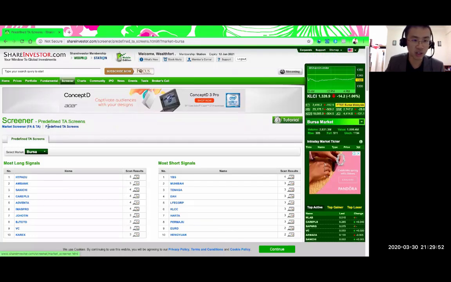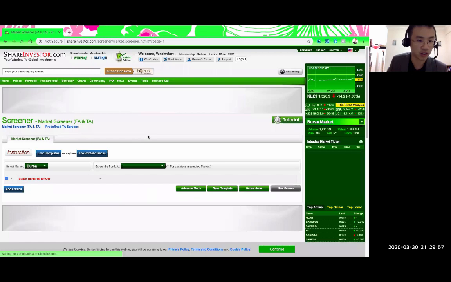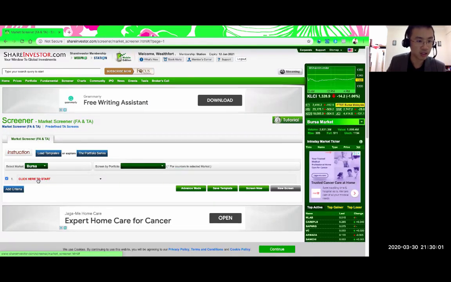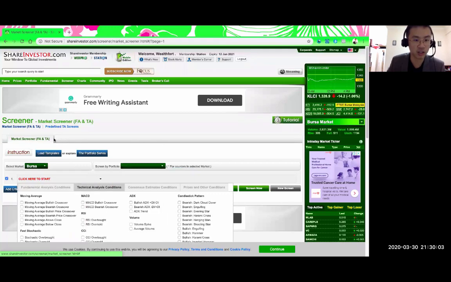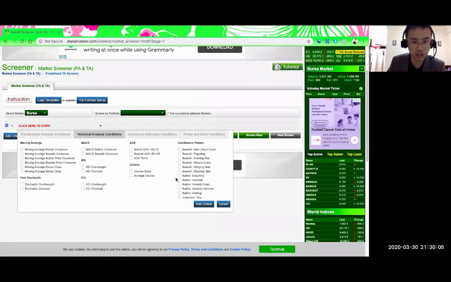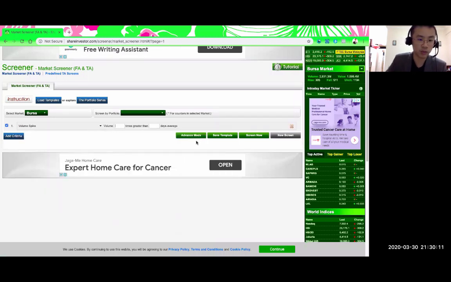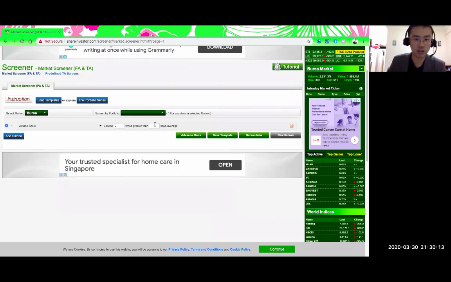Just now, the market screener, you can also customize as a TA. I forgot to show you just now. You can click here to start. You can go to TA, click in your technical indicators. Let's say you want the volume spike. Now there is a huge volume, where the volume is 2 times greater than the 30-day average, for example.